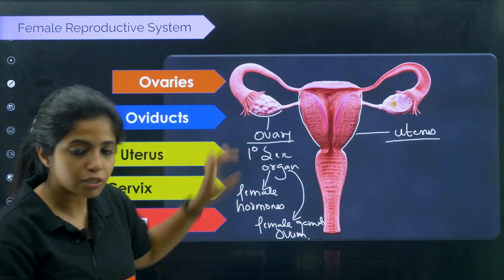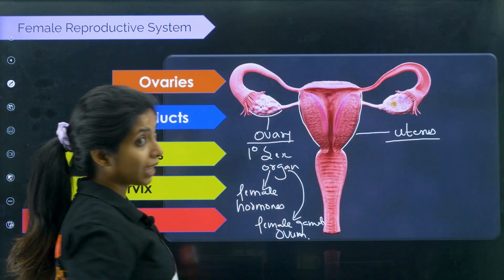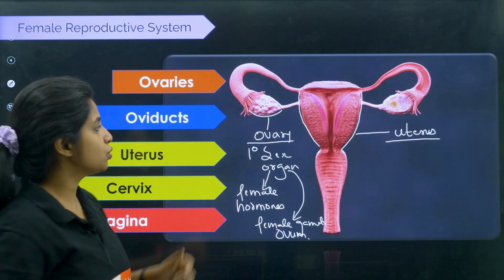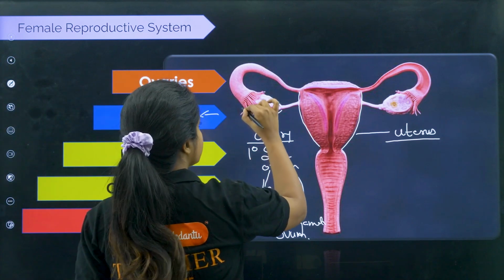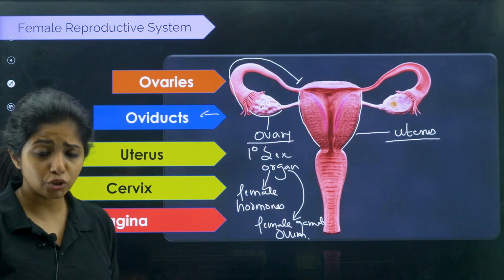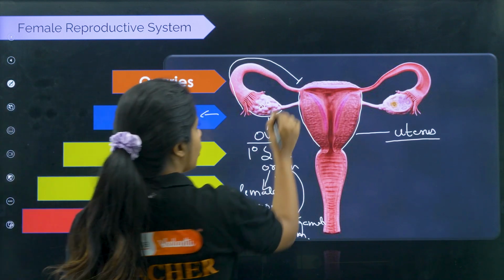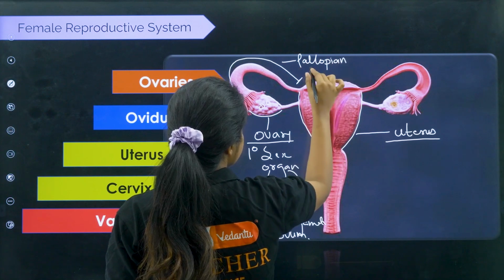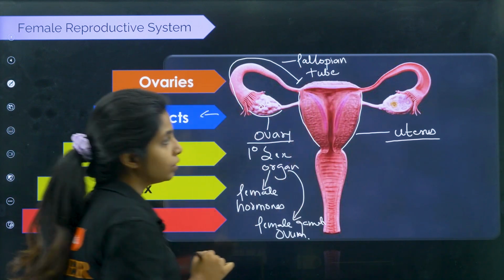Now, the ovary releases the ovum. There should be someone to carry it. There you had a duct system. Similarly, over here you have a duct which is known as the oviduct, which starts from here and goes up until this particular position. This is the oviduct. You also call it the fallopian tube.